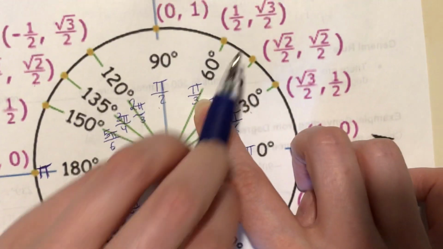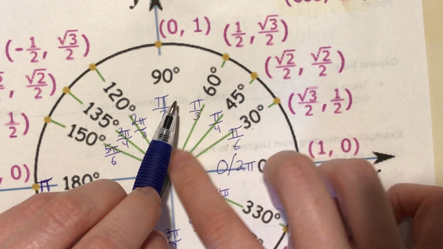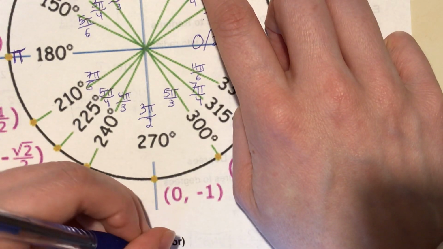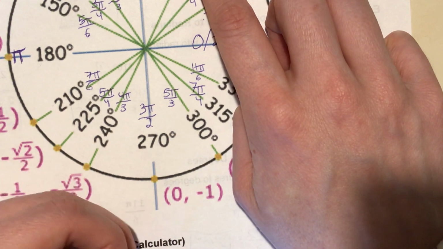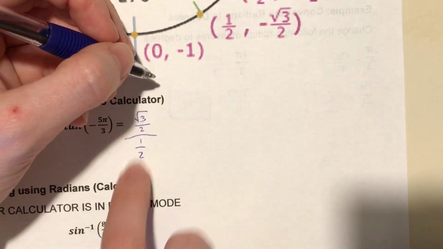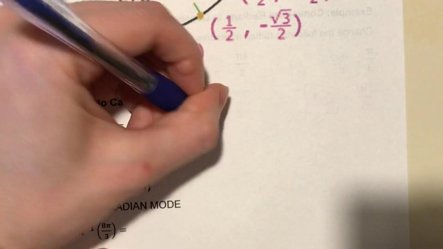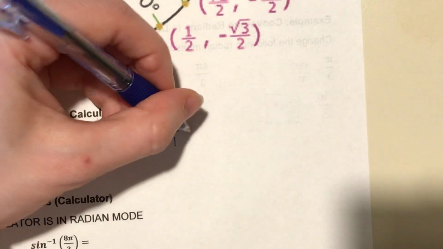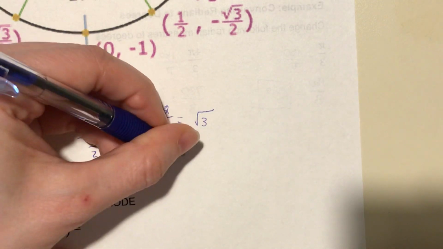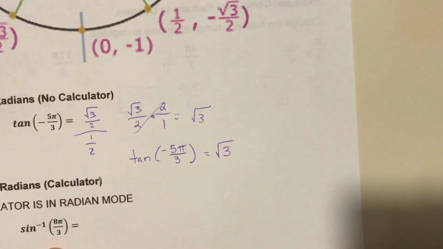To find the tangent of this, we would do the sine over the cosine, or opposite divided by adjacent. So our opposite is the square root of 3 over 2 divided by our adjacent of 1/2. We've got a fraction divided by a fraction, so we multiply by the reciprocal: square root of 3 over 2 times 2 over 1. The 2s cancel out, and we get the square root of 3. So the tangent of negative 5 pi over 3 radians is equal to the square root of 3.